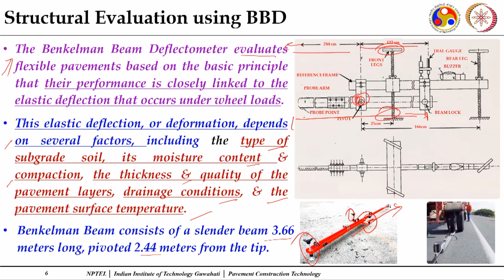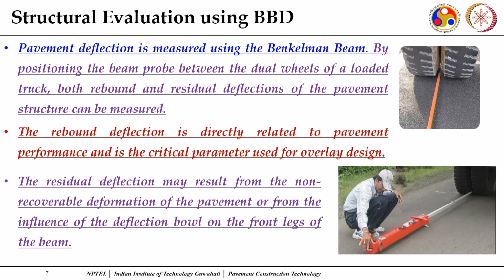Now, this is another picture, when it is inserted between the dual wheels of a standard truck loading, this is a picture of the actual site. Again, you can see a closer look where the probe of this Benkelman beam is inserted between a dual wheel, and then you are going to measure the deflections here. So, pavement deflection is measured using the Benkelman beam by positioning this beam probe between the dual wheels of a loaded truck, a standard loaded truck. I will mention those particular details also in the upcoming slides.